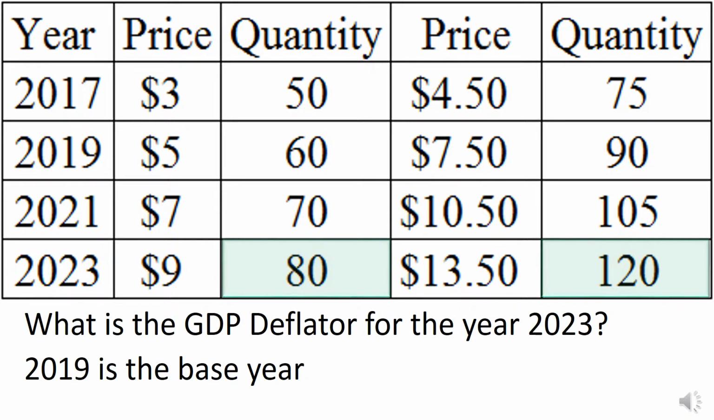So the first thing that I do is I highlight the quantities that I'm going to use to calculate the real GDP and the nominal GDP. The question asks, what is the GDP deflator in 2023? So I look at the year 2023, and then I highlight 80, that's the quantity, and I highlight 120. Those are both quantities in 2023.